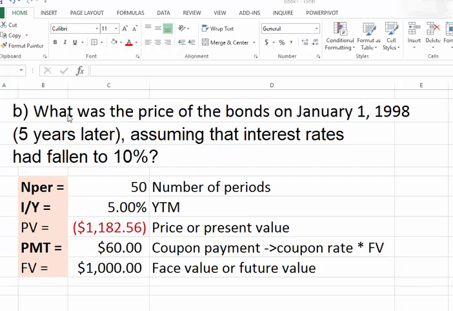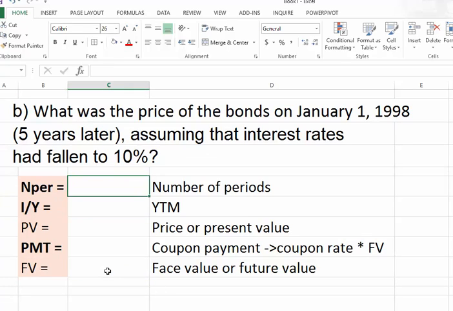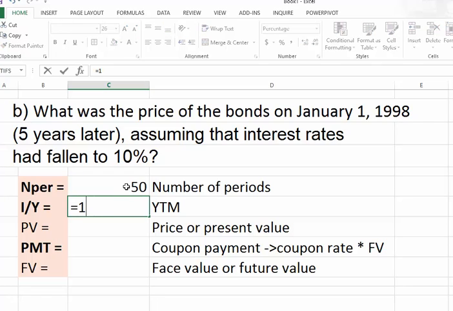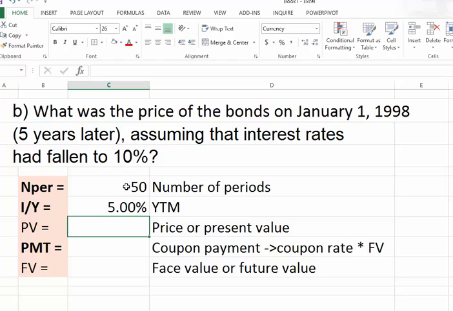In part B of the problem, we assume that 5 years have gone by and that now the interest rate fell to 10%. So the situation is better for the company. We used to have 30 years, now we have 25 years, and the market rate dropped from 12% to 10%, meaning 5% every 6 months. The question is, what's the price?